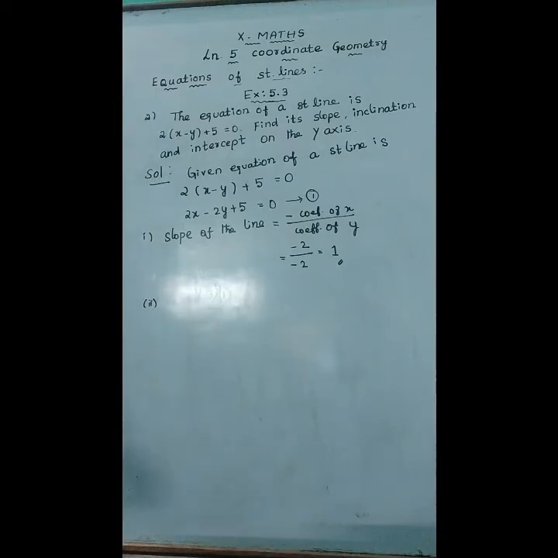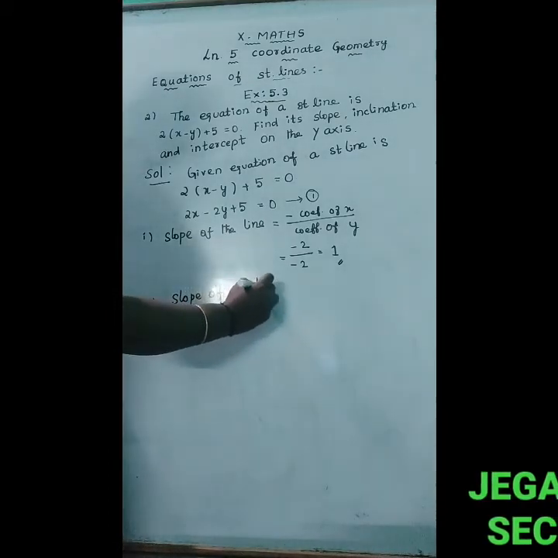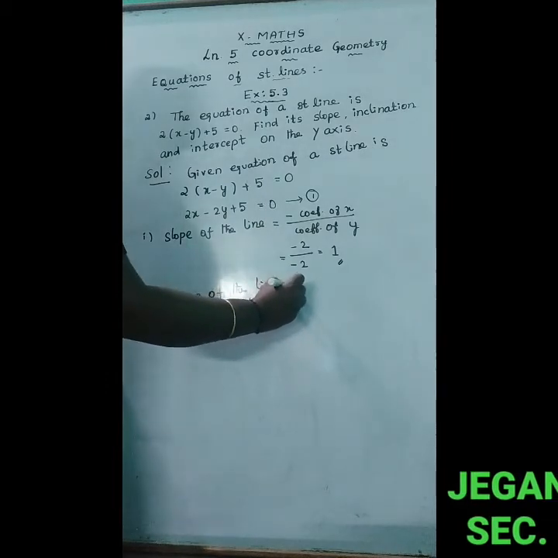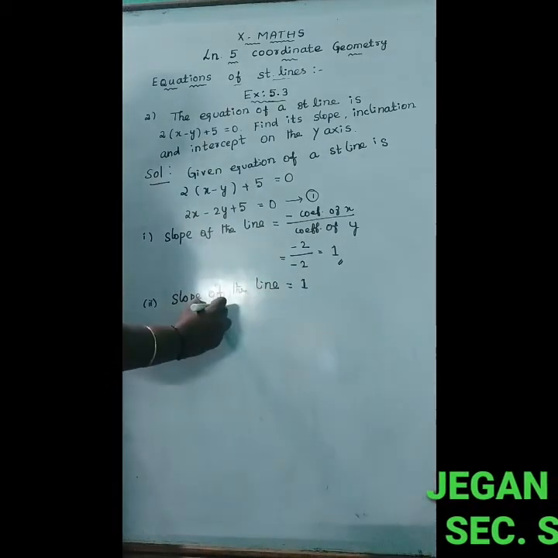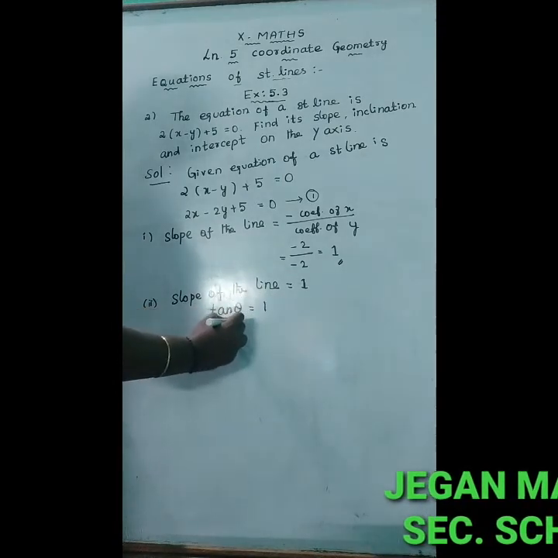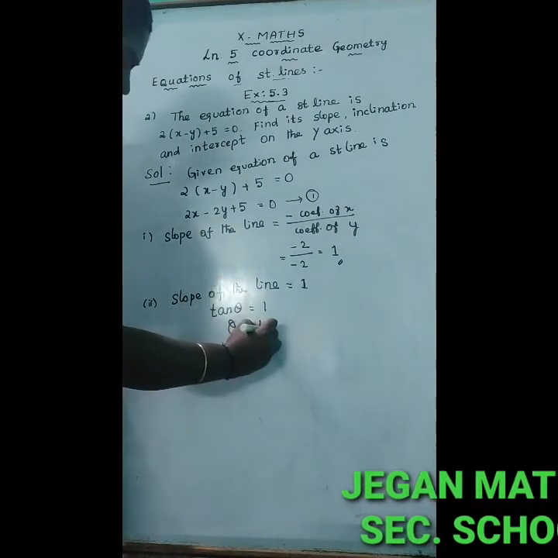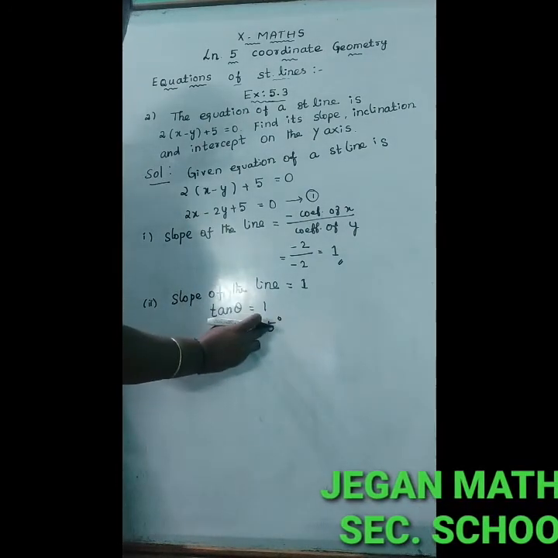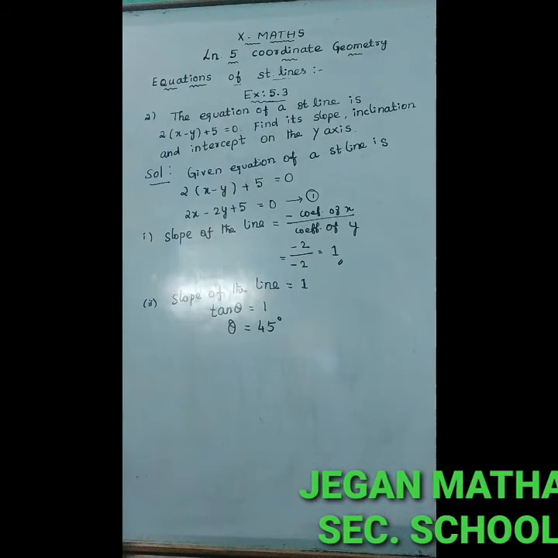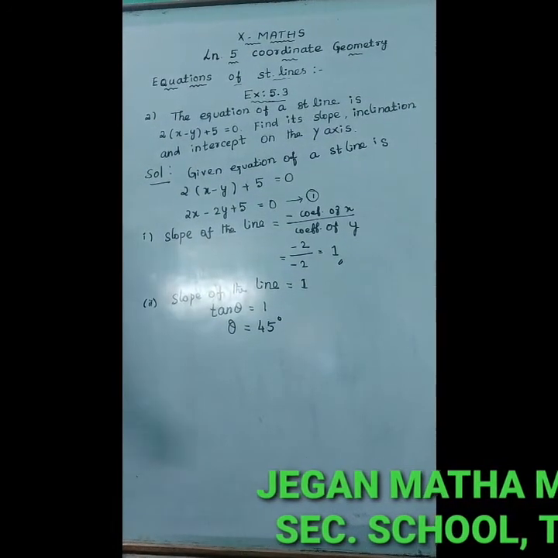The second one, we find the inclination. So the slope of the line we found is equal to 1. That is, tan theta is equal to 1. So tan theta equal to 1, then theta is equal to 45 degrees, because tan 45 degrees value is 1. So the inclination of the straight line is 45 degrees.